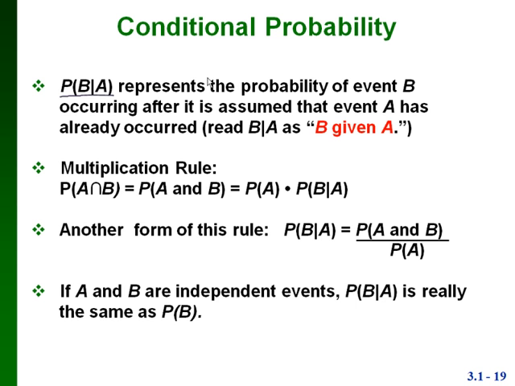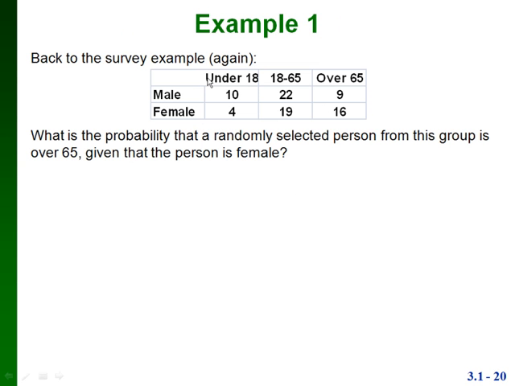Now if A and B are independent events, in other words, one event doesn't affect the other, then P of B given A is going to be the same as the probability of B. Here's our first example. We have the same numbers from the survey that we used in the last video, and from these values we want to find the probability that a randomly selected person from this group is over 65, given that the person is female. So here's the notation. We want to find the probability that they're over 65, given that they're female.